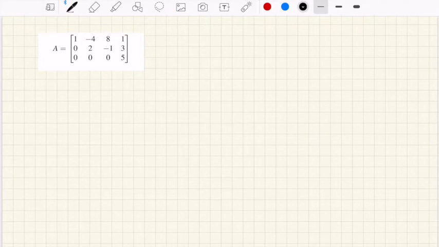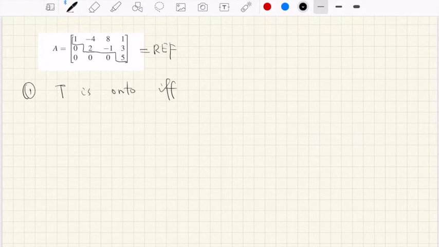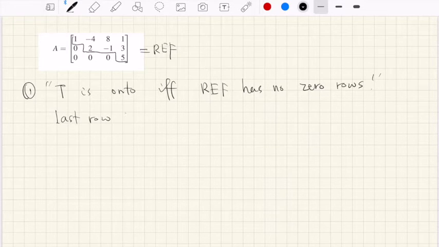So to get REF, first of all, this is already given as staircase, which is REF. Now from REF, T is onto if and only if REF has no 0 rows. Then the last row is not 0. Actually, each row is non-zero. So it is onto.